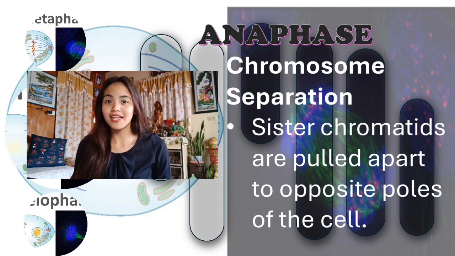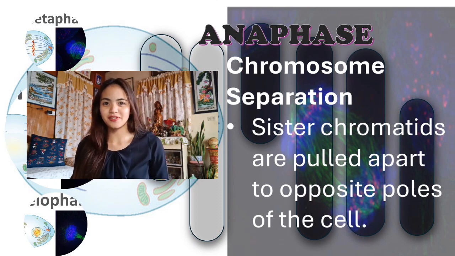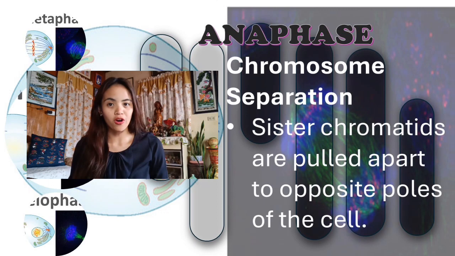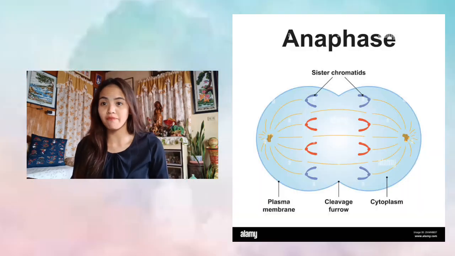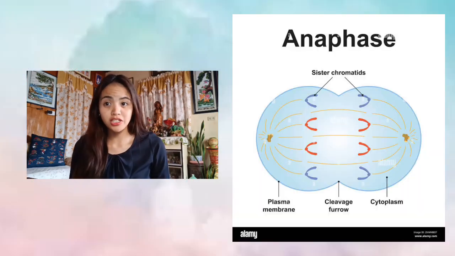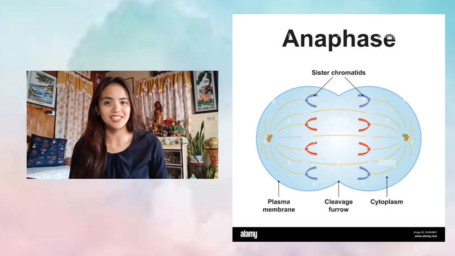The next on the list is the anaphase. The prefix ana in the word anaphase means back or again. So what happens during anaphase? Chromosome separation happens, where sister chromatids are pulled apart to opposite poles of the cell.